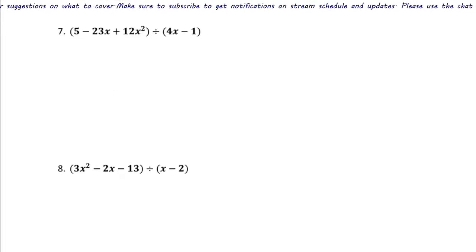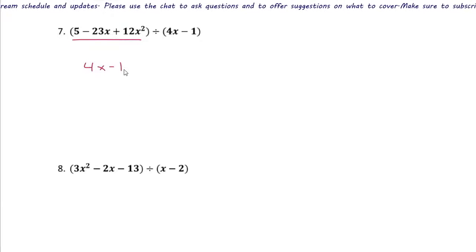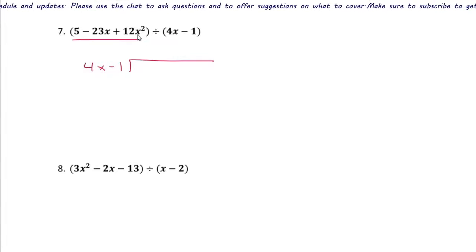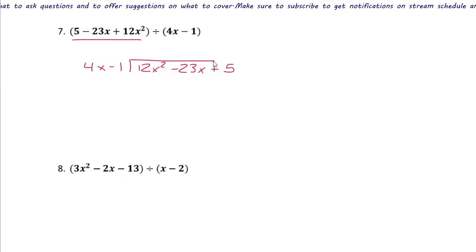All right, next one. So this is not in standard form. It's not written from least to greatest degree. So I will write that once I set up my little long division setup. So we have 4x minus 1, and we're going to divide 12x squared minus 23x plus 5. Now that's in standard form.